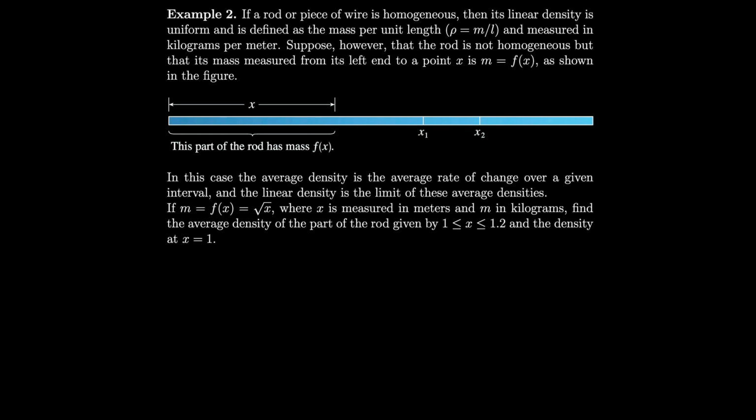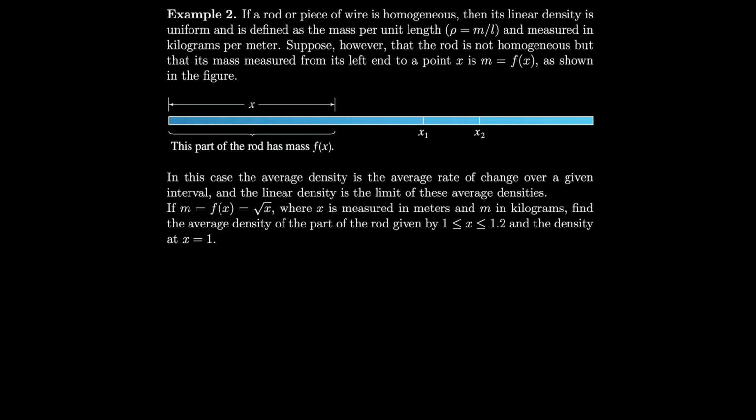So we're looking at part of the rod having more mass than another part of the rod. In this case, the average density is the average rate of change over a given interval. Okay, average rate of change, that's the slope of the secant line. The linear density is the limit of these average densities. So that means the linear density is the limit of the slope of the secant line. So the linear density is just the derivative.